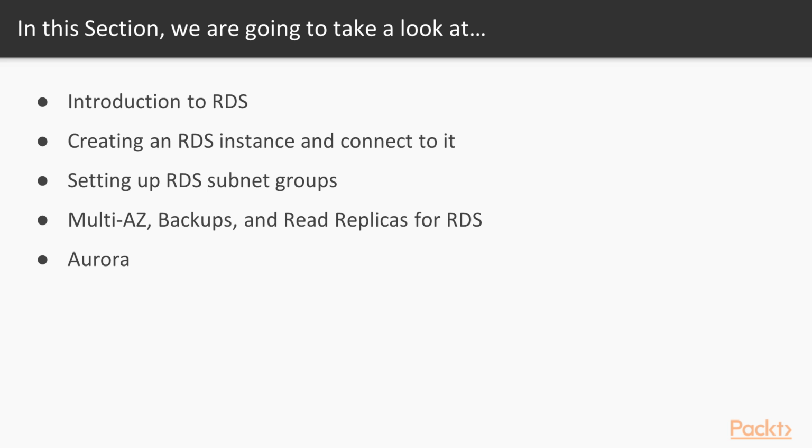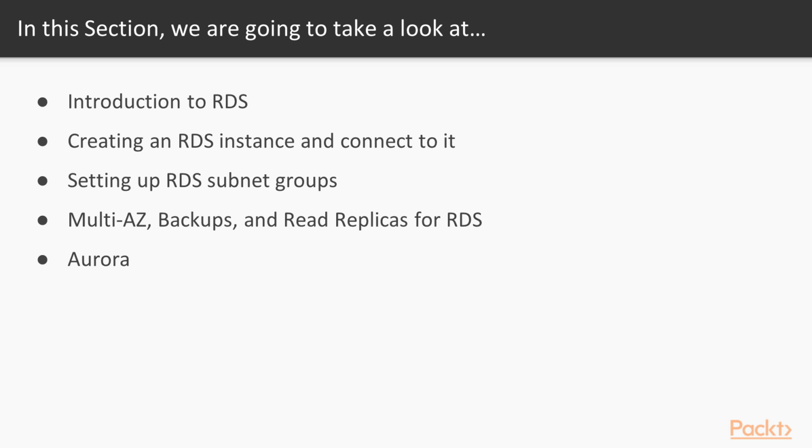So in this section, we're going to cover a number of things. First of all, we're going to look at an introduction to RDS and its fundamentals. Next, we'll look at how to create an RDS instance and how to connect to it. Next, after that, we're going to look at how to set up RDS subnet groups and an introduction to what they are and how to configure them, before moving on to some more advanced and more interesting topics like multi-availability zone RDS deployments, RDS backups, as well as read replicas.